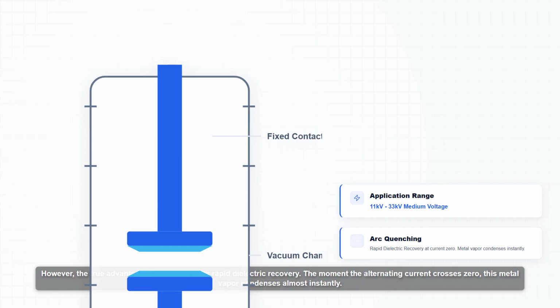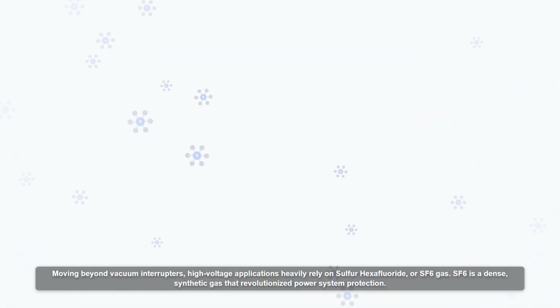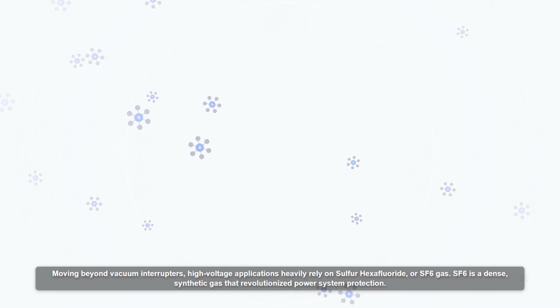The moment the alternating current crosses zero, this metal vapor condenses almost instantly. The vacuum regains its insulating strength, permanently quenching the arc. This mechanism ensures a remarkably long life cycle and requires minimal maintenance. Moving beyond vacuum interrupters, high voltage applications heavily rely on sulfur hexafluoride, or SF6 gas.